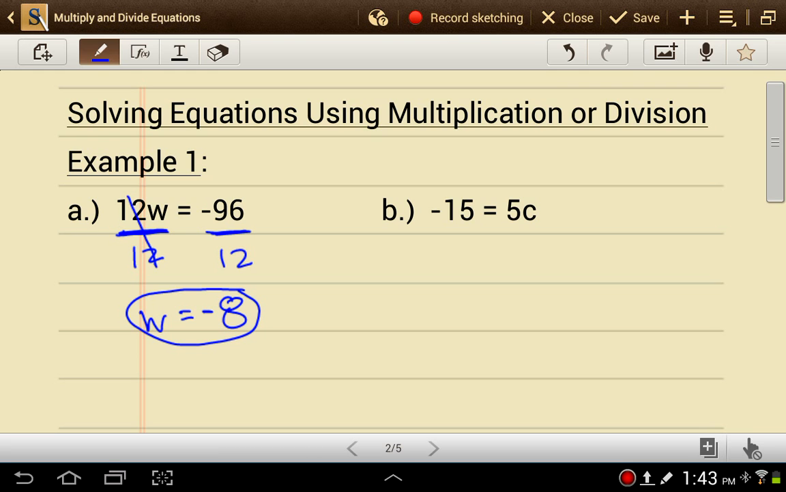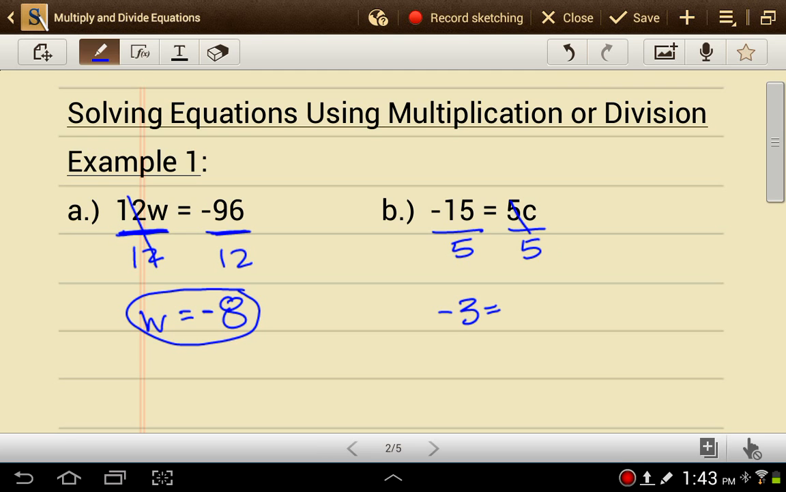For example B, I'm going to first identify, I got to find where my variable is. My variable is the c. It's right there. Okay, what's being multiplied to the c is the 5. So in order to answer this problem, I'm going to do the inverse of multiplying by 5, and that's to divide by 5. So I'm going to divide by 5 to both sides. I get negative 15 divided by 5. Negative 15 divided by 5 is negative 3.